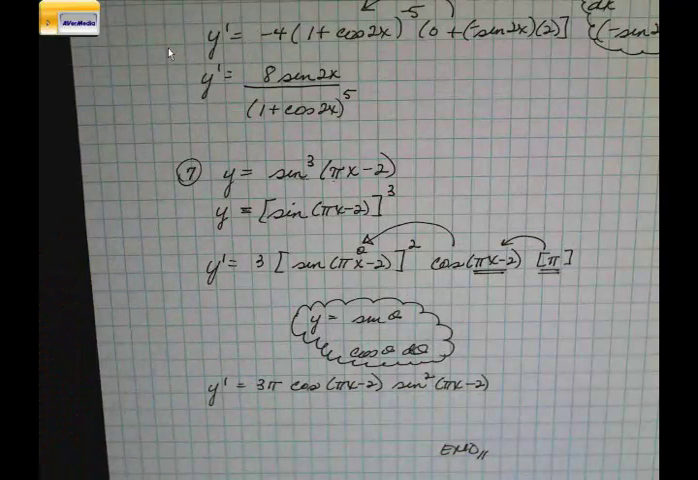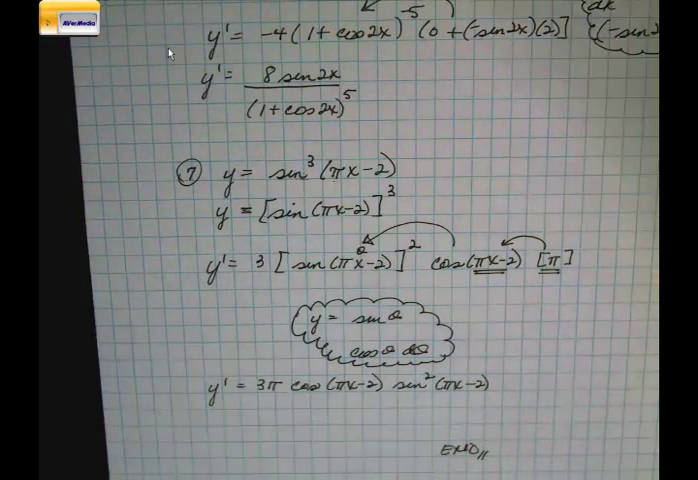So the chain rule applies to two major things: a polynomial to an exponent, and a trig function where the theta of the trig function, the argument of the trig function, is more than just x.